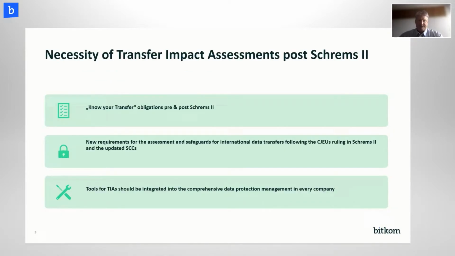Now, as we all know, the necessity of the transfer impact assessments is not particularly new. It's become more relevant after the Schrems 2 ruling, but honestly, controllers and processors alike were always required to understand certain risks to the rights and freedoms of the individuals that could be presented by transferring data to a jurisdiction which does not adhere to the common standards set by the GDPR. Obviously, after the Schrems 2 ruling, it's become much more prominent, and Bitkom members have been asking many more questions as to how they can actually fulfill these necessities.